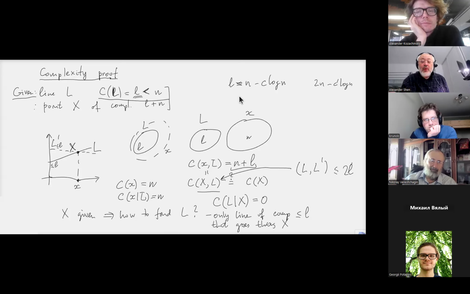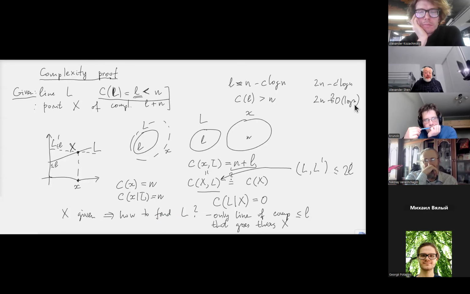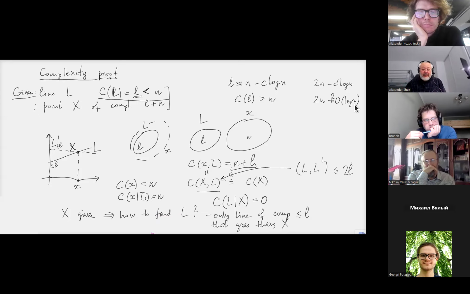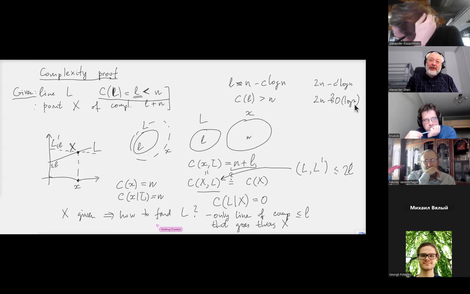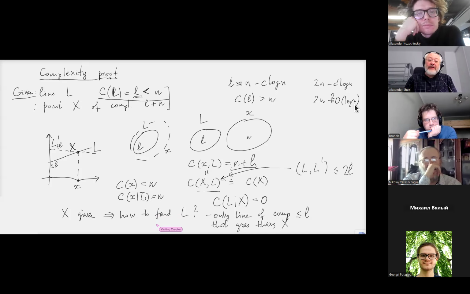And imagine we have a line of complexity bigger than n, I don't know, 1.5n. How can we find a point of maximal complexity 2n, again minus log n? We know we have this in the combinatorial proof, but our complexity proof uses the fact that L has complexity smaller than n. How can we prove that even if the complexity is bigger than n, we still have a point of complexity 2n?